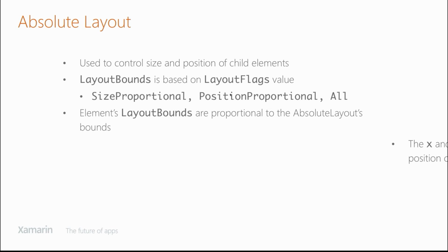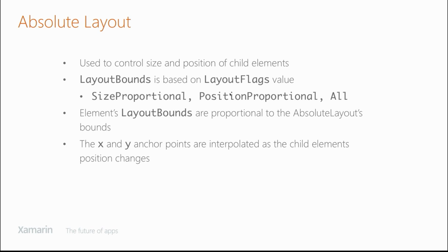So absolute layout has two properties: layout bounds and layout flags. The value of layout bounds is based on the value of layout flags. So depending on what you set layout flags to, the layout bounds value will be applicable to that. There's three values typically that you'll see: size proportional, position proportional, or all, or both. Size proportional means I want to size this child element proportional to the size of my absolute layout parent. Position proportional is the same thing, except it's doing position proportional.